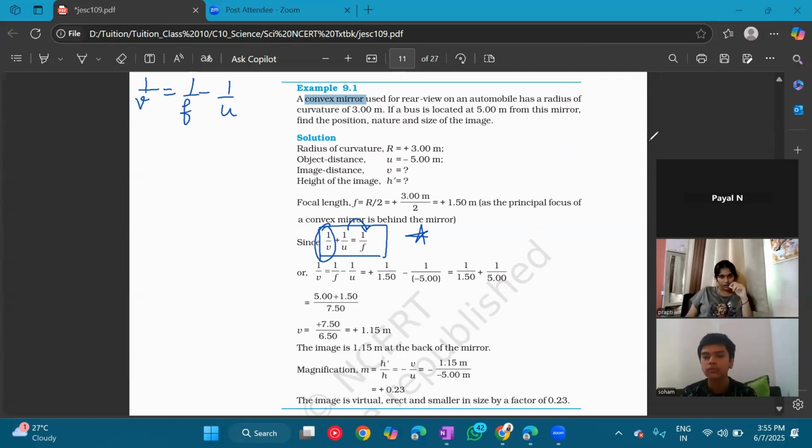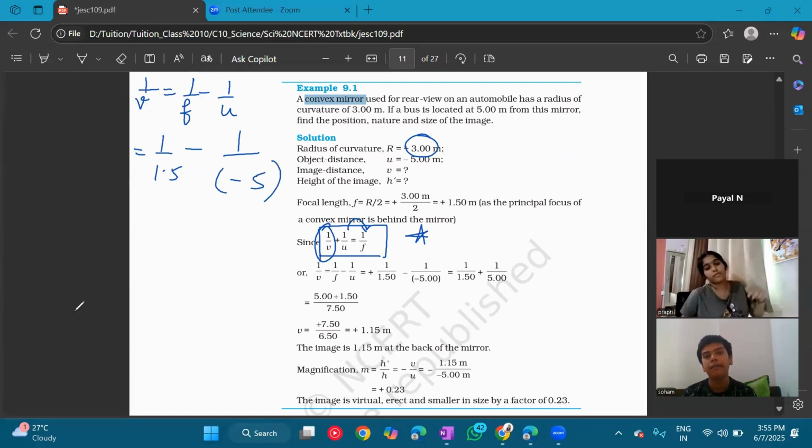Now, then I'll write down the values, whichever values I'm having, right? So 1 by V is what I have to calculate. 1 by F, F मतलब focal length इसका आधा, मतलब 1.5 होगा, माइनस U नेगेटिव ही होना चाहिए, तो नेगेटिव कितना था वो, आई थिंक 3 था, नहीं 5 था, सॉरी, ऑब्जेक्ट distance is 5. Now see here I'll show you the calculation.